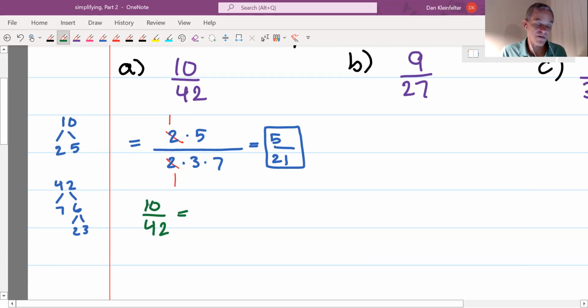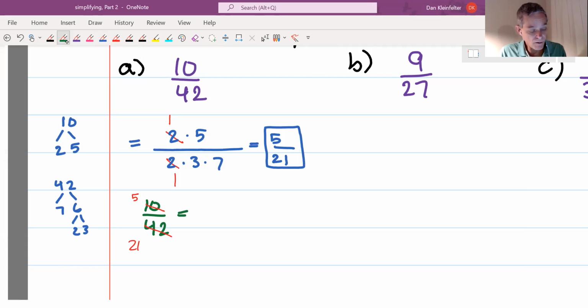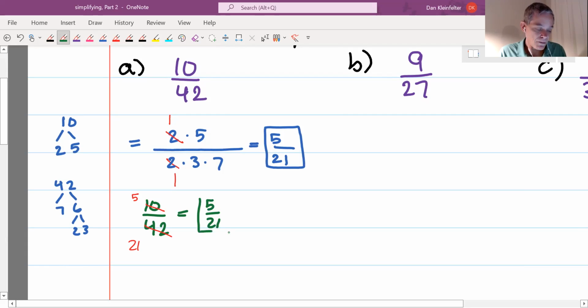So I would look at 10/42 and I'd say, okay, well, 10 and 42 are both even. I'm going to divide by 2 on the top and bottom. So 10 divided by 2 is 5. 42 divided by 2 is 21. And so we're right away left with 5/21.